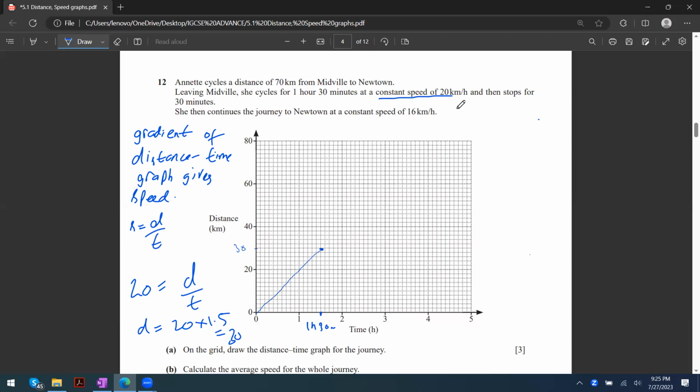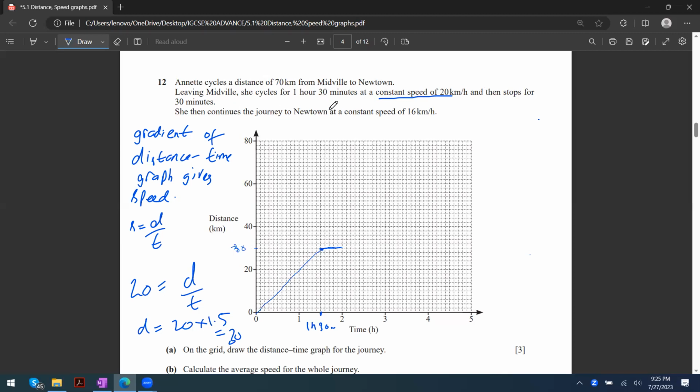And then she stops for 30 minutes. So no more distance for the next 30 minutes. That means until 2 hours, it's going to be a horizontal line. She's not moving. So it stays at 30.